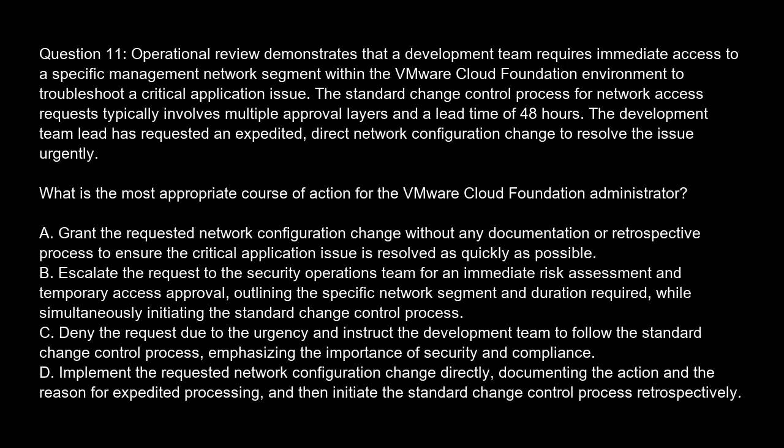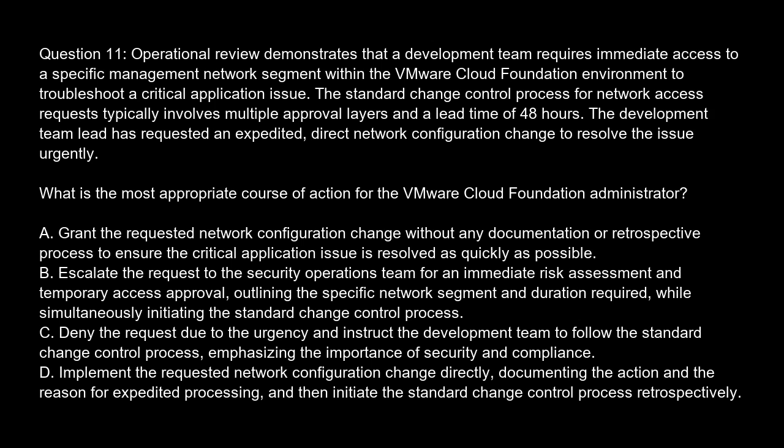Option A. Grant the requested network configuration change without any documentation or retrospective process to ensure the critical application issue is resolved as quickly as possible. Option B. Escalate the request to the security operations team for an immediate risk assessment and temporary access approval, outlining the specific network segment and duration required, while simultaneously initiating the standard change control process. Option C. Deny the request due to the urgency and instruct the development team to follow the standard change control process, emphasizing the importance of security and compliance.